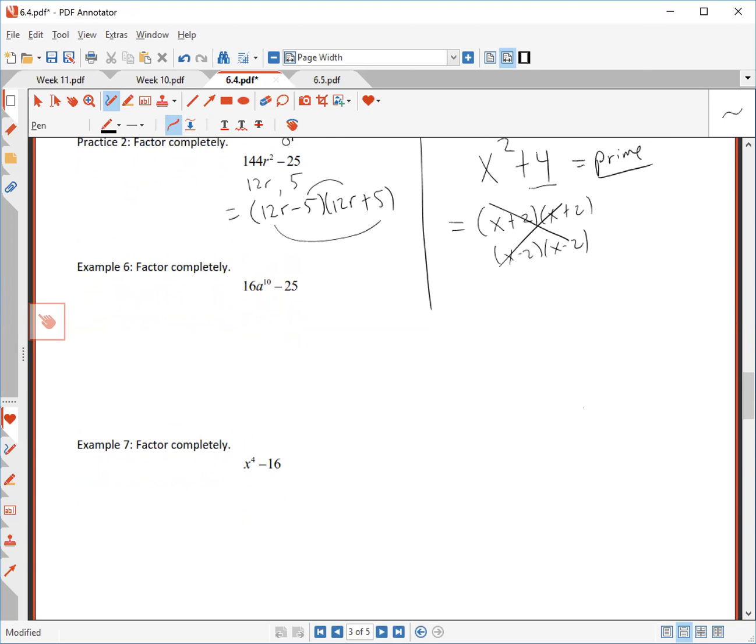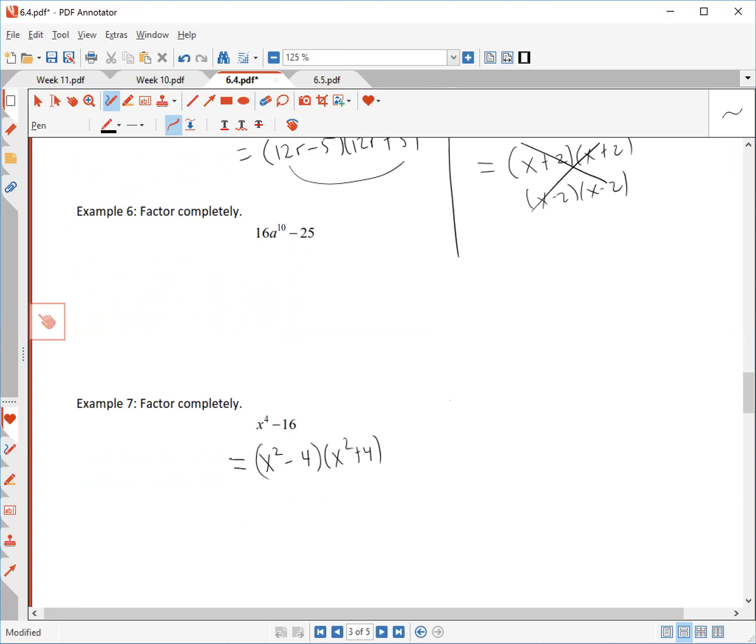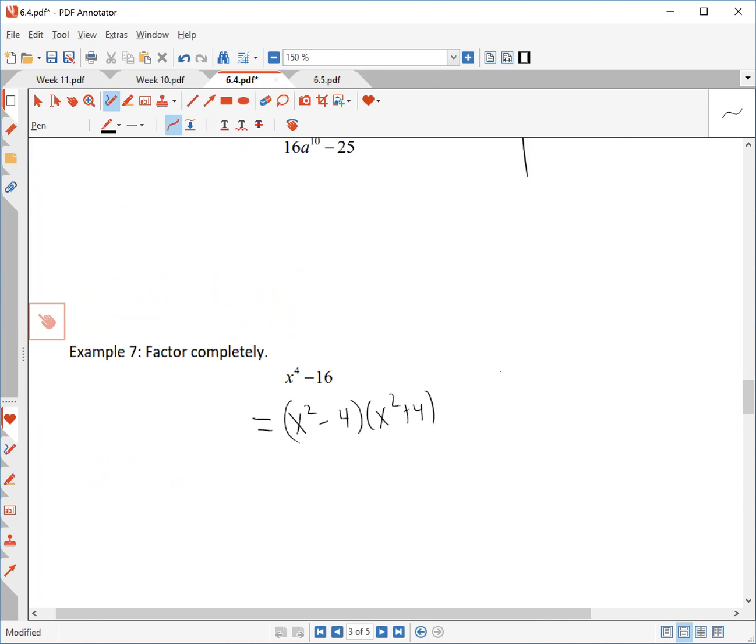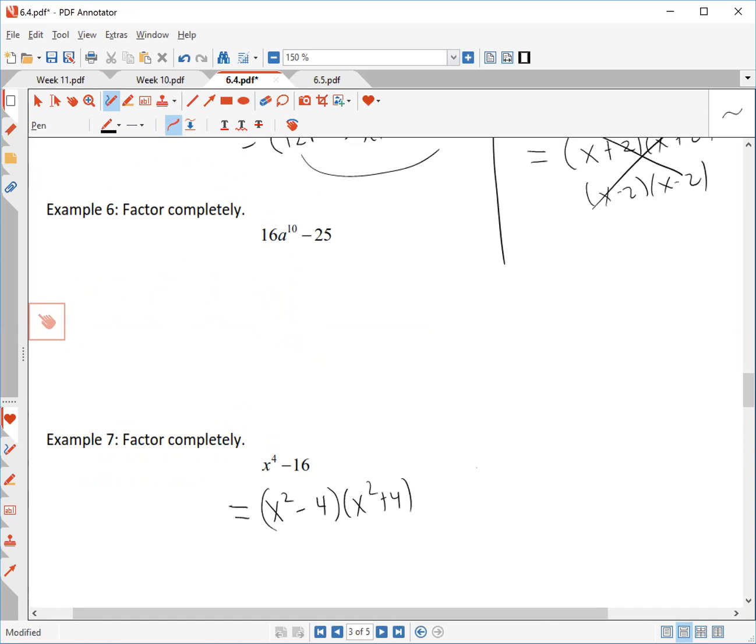And so that led us into this problem of x to the 4th minus 16. The 2 pieces are x squared and 4. So we subtract them and we add them. But as soon as we do that, we see the first factor, x squared minus 4, is a difference of squares, x minus 2 and x plus 2. And the x squared plus 4 is prime, so it stays as is.